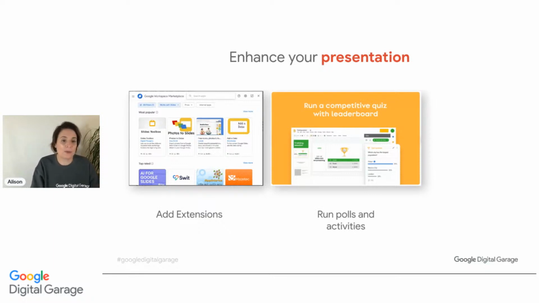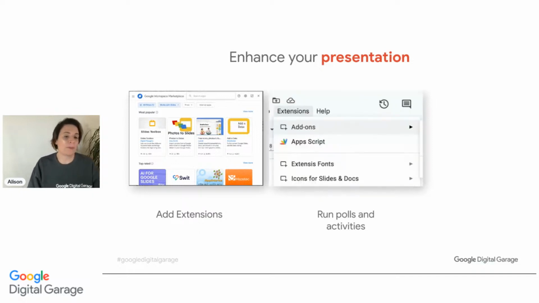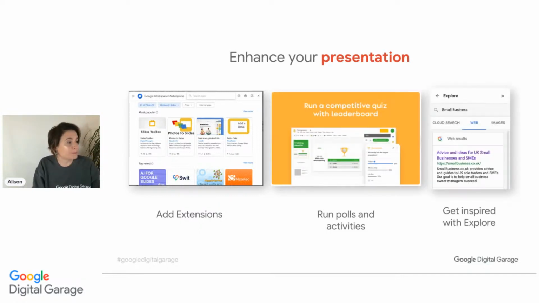Now you can access all extensions from the extension button in your toolbar. And if you're thinking, I don't really know what I want, then you can have a look. Use the Explore feature under Tools to search the web and images to get some inspiration. So these are just a few features that are available to help your presentation sparkle. There's lots of other different tools and features for you to explore as well. So here we go. Here's the Explore feature over here, which will enable you to search the web.